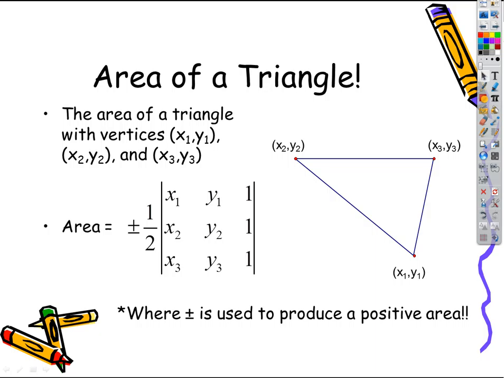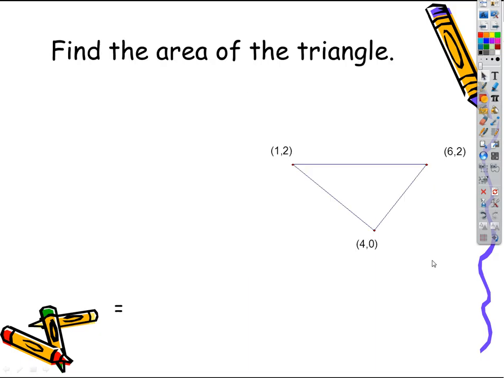You just multiply by -1 and make it positive. See what I'm saying? Okay, so let's try one. Try this, see if you can set this up and get this to work on your calculators. So those are the coordinates of the vertices. See if you can calculate an area using that formula.